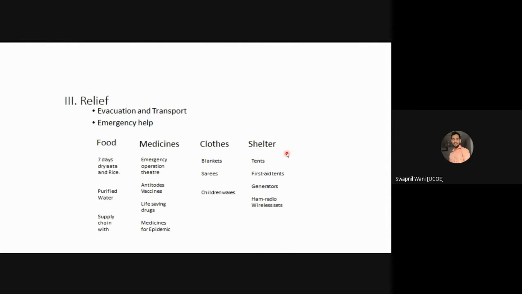And lastly, we have to provide shelters. Shelter in the form of temporary structures like tents, first aid tents, and generators we have to provide. Radio wireless sets we have to provide, or some entertainment, so that they get continuous information about what is being done and how the rehabilitation, reconstruction or recovery phase is going on. These are some important points you have to see whenever you go for relief.